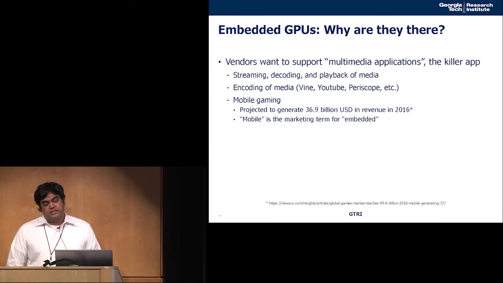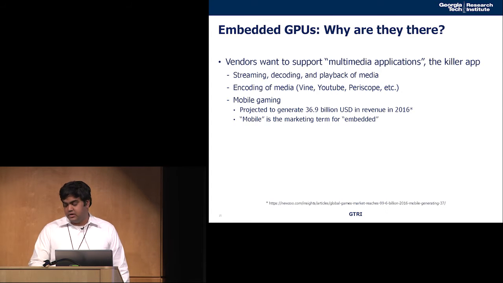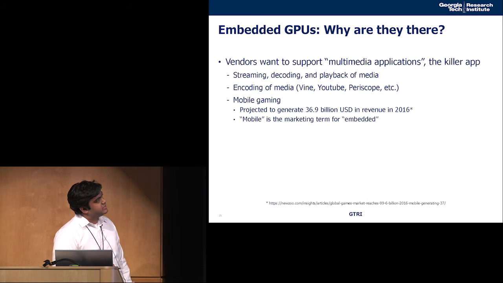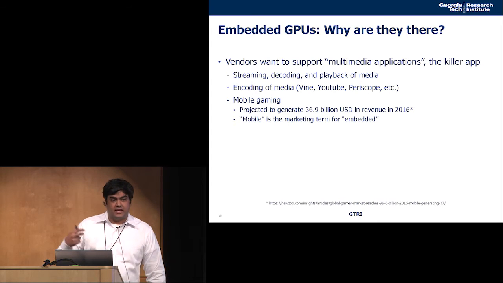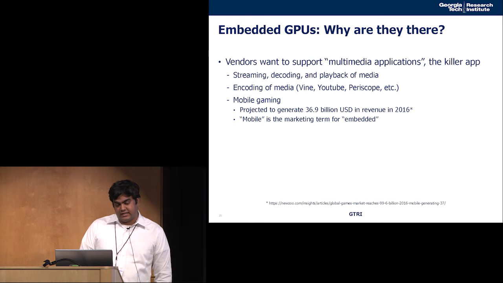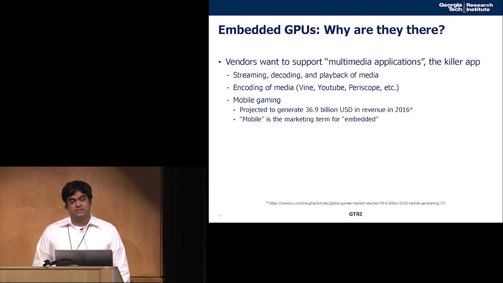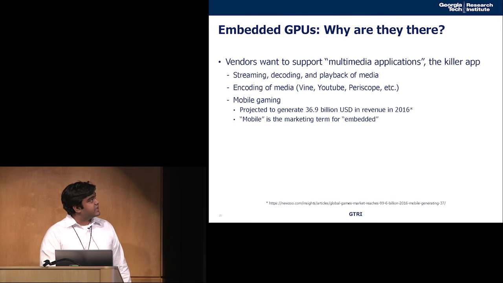But instead of what they're in, there's the question of why they are there. Why does a single board computer or this phone here need an embedded GPU? Well, it's pretty clear that the vendors want to support multimedia applications, and this is the killer app. We all want to be able to play games. We all want to be able to take a video and upload it to Vine or Periscope or YouTube immediately. And games are a huge deal. I have the statistic that mobile gaming is expected to generate almost $37 billion in revenue globally. And we all know, of course, mobile is just the marketing term for embedded. So there's a very good use case for why they're there. They accelerate all these applications.